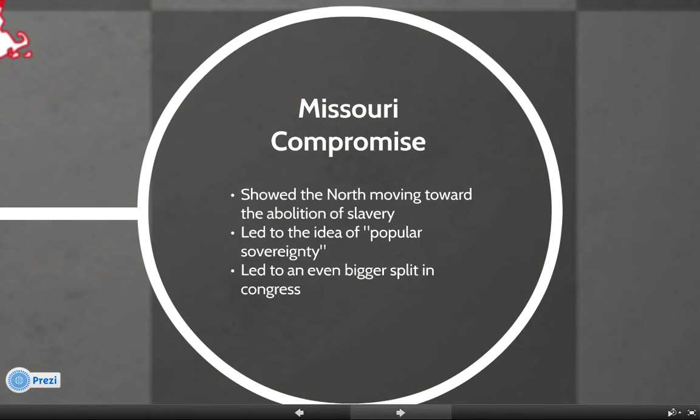Eventually, the Kansas-Nebraska Act overruled this Missouri Compromise and led to the idea of popular sovereignty, which was that residents were able to decide whether or not they would become a free state or a slave state. With this, it led to a bigger split in Congress because of the way free states and slave states were going to be split up.